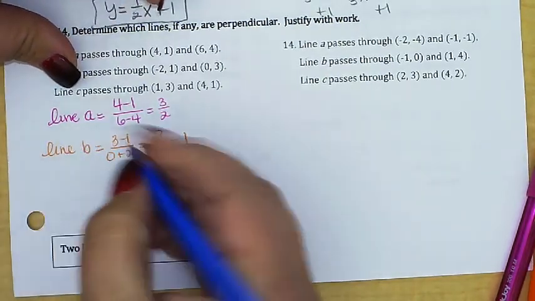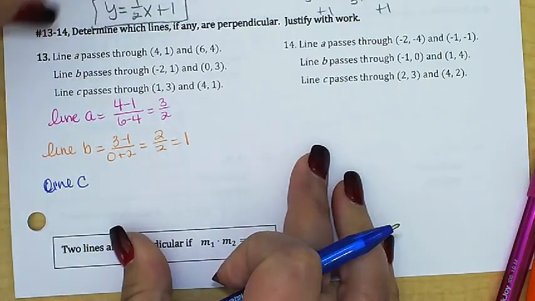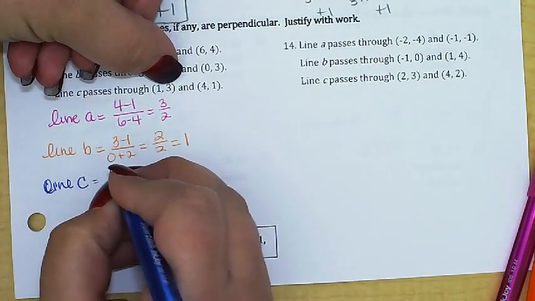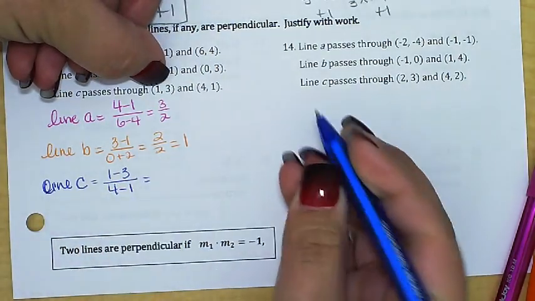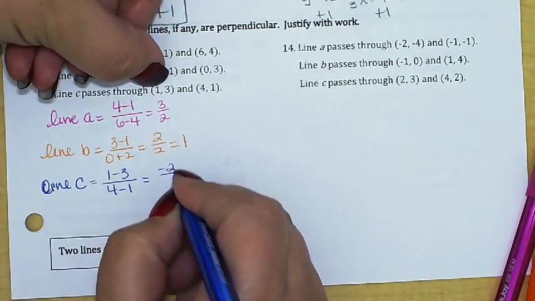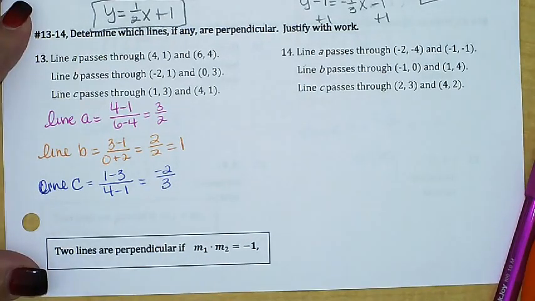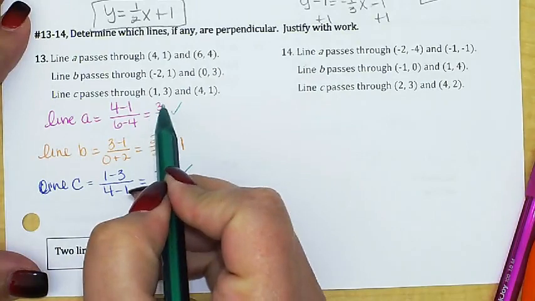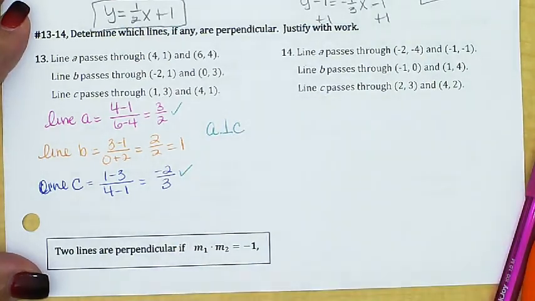And then for line C, okay, so in line C, we're going to do 1 minus 3 over 4 minus 1. And that gives us a negative 2 over 3. And now that I know the 3 slopes, the idea here is, are any of these opposite reciprocals of each other? Opposite sign and the flip. And I want to recognize these 2 are, right? So I've got a positive 3 over 2 and a negative 2 over 3. And so I can say here that line A is perpendicular to line C.